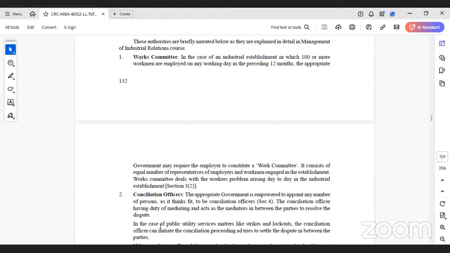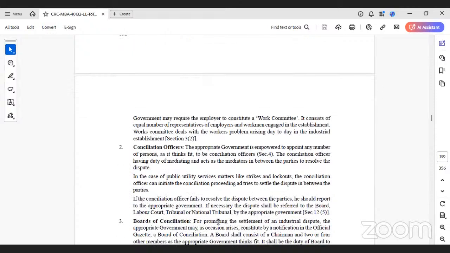A conciliation officer is a person who has been appointed by the appropriate government, and the conciliation officer has a duty of mediating. He is a mediator who is not from the employer's side, nor from the employees' or workmen's side. He is a third party, a neutral party, who listens to both parties and, based on the problem, gives an ultimate solution which is acceptable to both the employer and the workman.